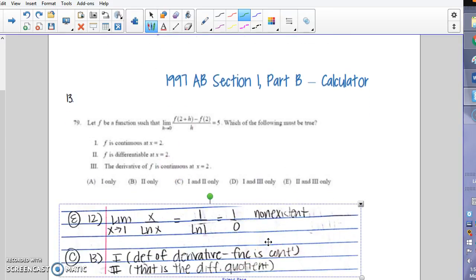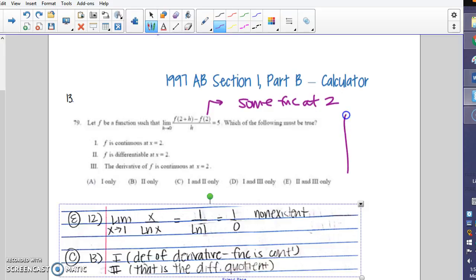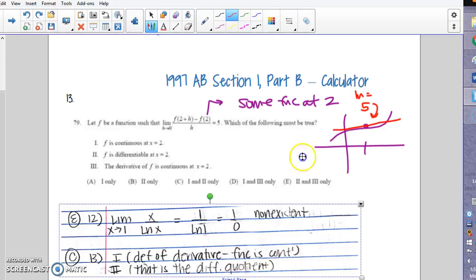And 13, we have this function. This is your difference quotient, so this is some function at 2. And it has a derivative. So this function at 2 has a tangent line, and the slope of the tangent line is equal to 5. That's basically what we know.